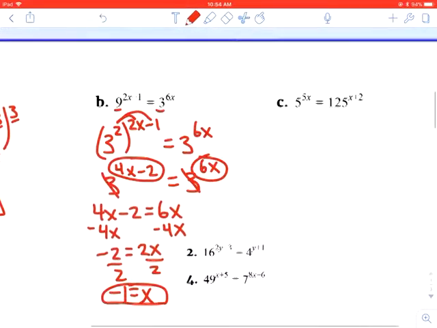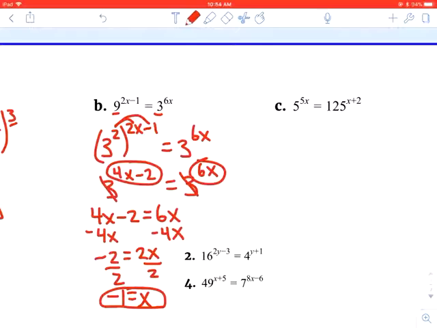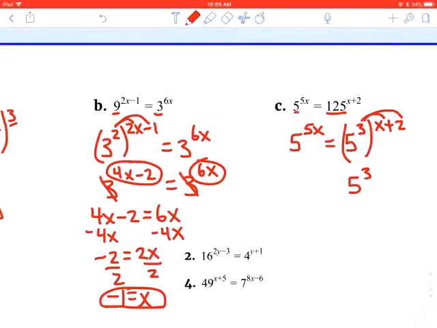So let's look at one more example of this, and then we'll do some more in class tomorrow. So we have 5 to the 5x power is equal to 125 to the x plus 2 power. So 5 to the 5x, the 5 as that base can't really be written as anything other than 5, but 125 could be rewritten as 5 cubed. So let's rewrite it as 5 cubed, keeping the x plus 2. Then you just have to distribute the 3, so you end up with 3x plus 6. And keep the left side the same for now.